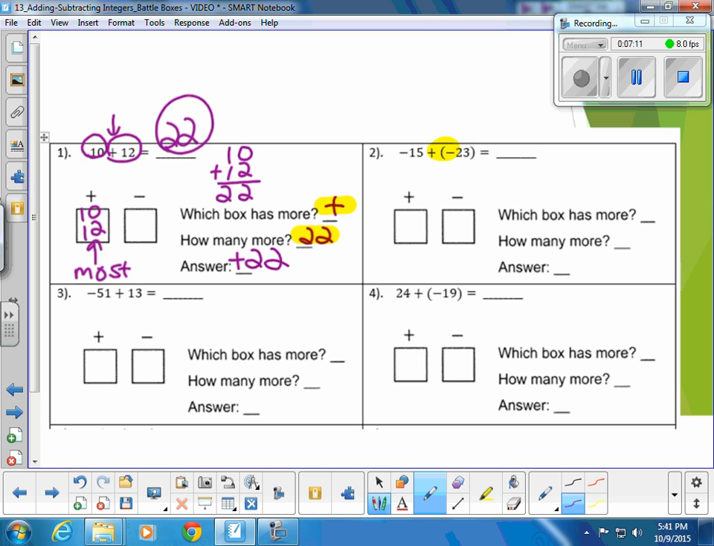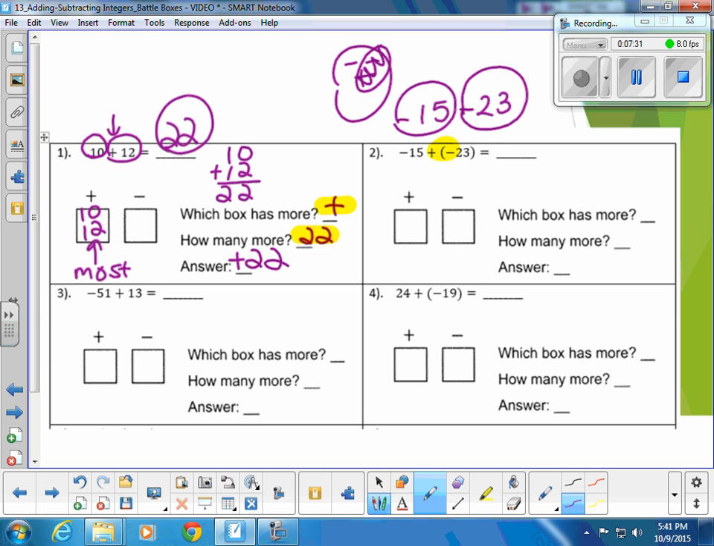So let's rewrite using integer Bob. Tell me what I need, Mr. Bob. I have a positive and a negative. Get rid of those. What's left is a negative, so rewrite as -15 minus 23. Now I'm going to circle my integers. I have a -15 and a -23, so I'm going to write 15 in here and 23. They both go in the negative box because they're both negative.